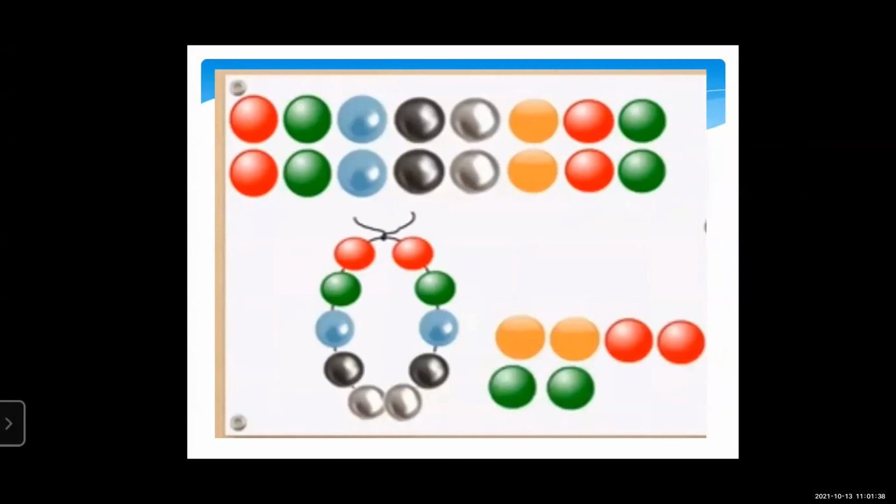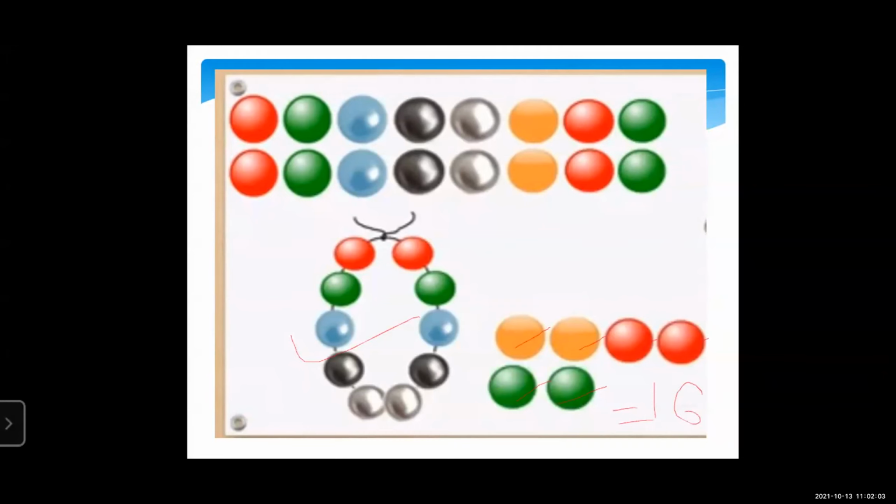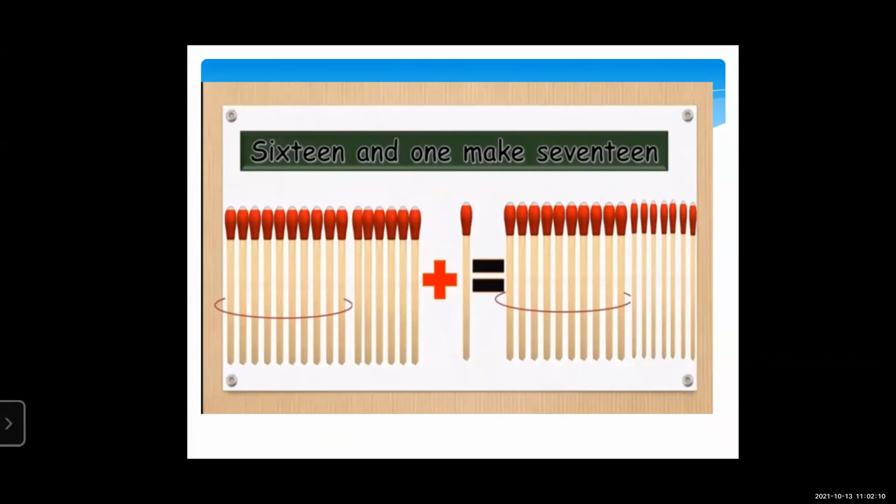Yes, very good. See the beads. In that, there is a necklace. And the bundle of the beads is called 10. And how many beads are there separately? 1, 2, 3, 4, 5, 6. Means 10 plus 6 is equal to 16. Understood, children? Yes. Now tell me which number comes after 16?